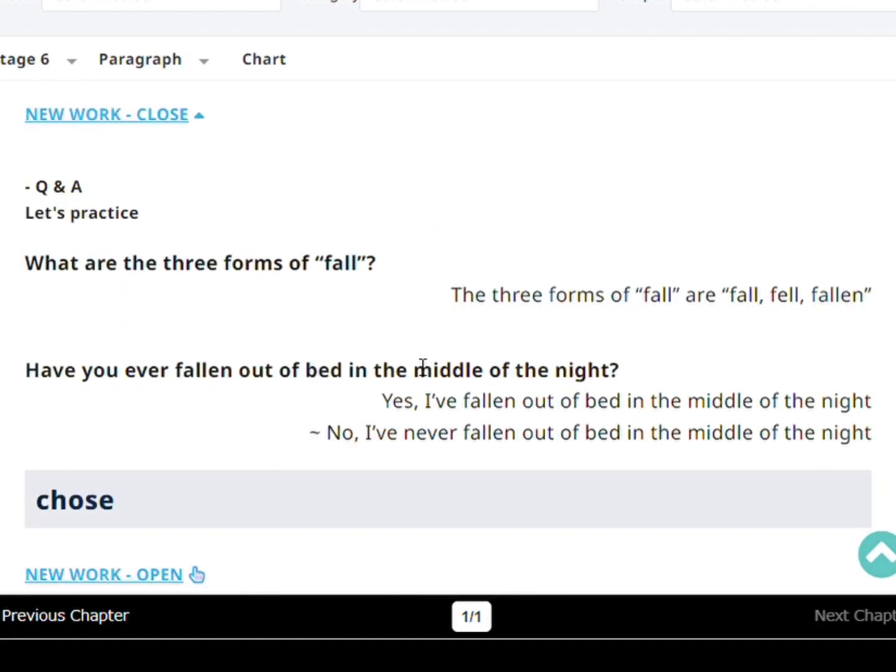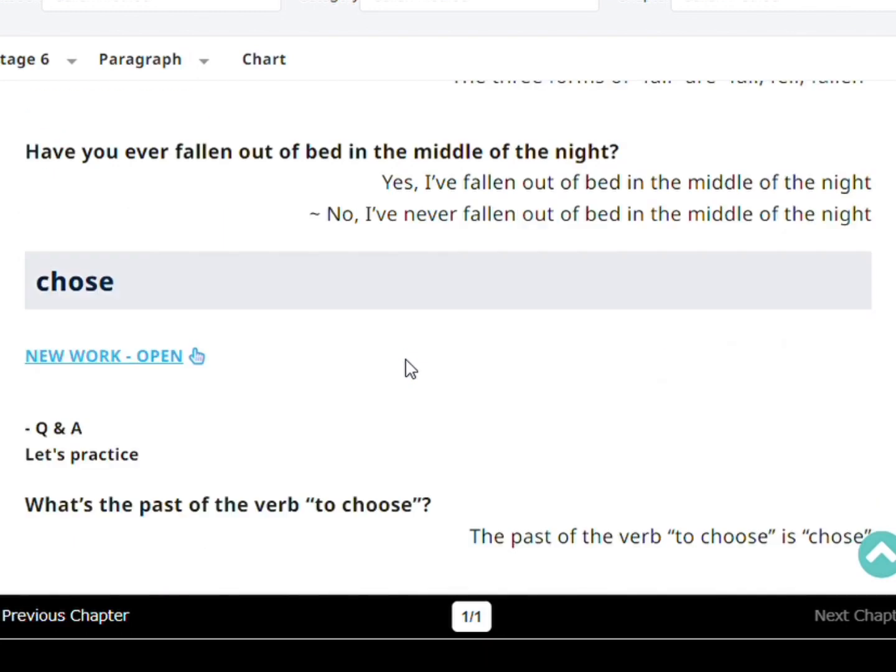Okay, let's practice. What are the three forms of fall? The three forms of fall are fall, fell, fallen. Have you ever fallen out of bed in the middle of the night? Yes or no? Yes, I have fallen out of bed in the middle of the night.